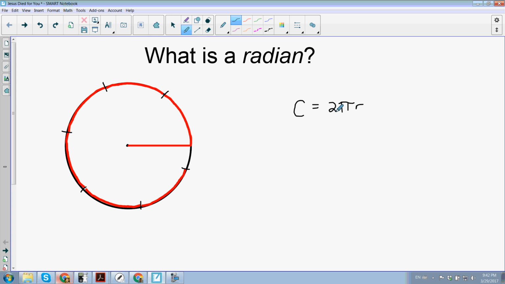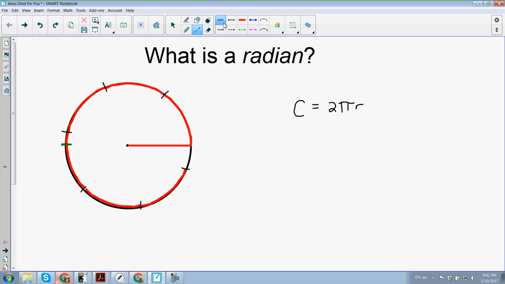Pi, of course, is about 3.14. So to make it halfway around the circle to this point here, it takes exactly pi of those radius lengths to make it halfway around the circle. So now, what is a radian? Let me get to that finally.